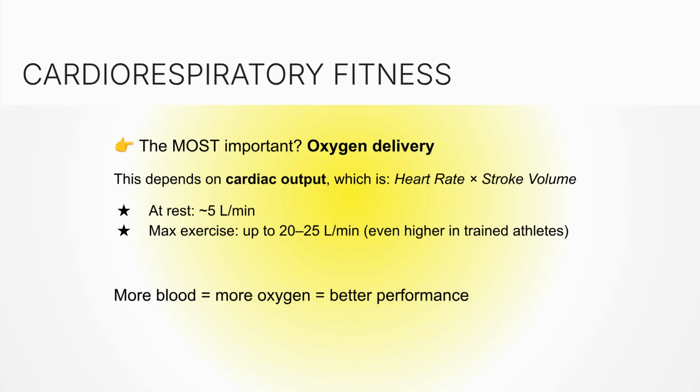As mentioned, the most important process for determining your cardio fitness levels is oxygen delivery. Oxygen delivery depends on cardiac output, which is heart rate multiplied by the stroke volume. At rest, cardiac output is around 5 liters per minute. And at max exercise, it can increase up to 20 to 25 liters per minute. In even higher trained adults, it can be much higher as well.